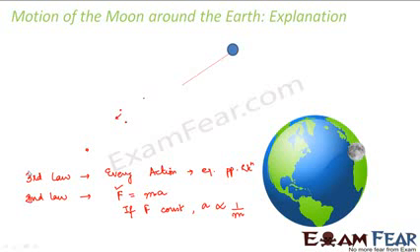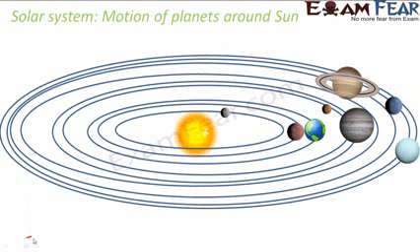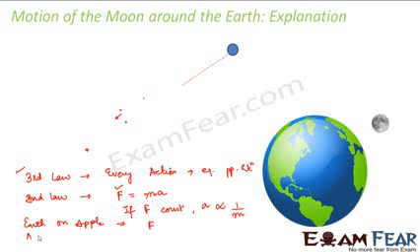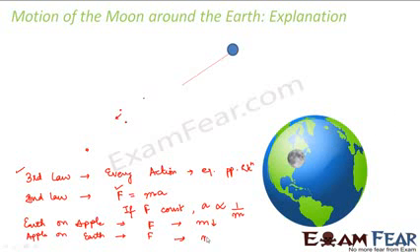So the same thing, as per the third law, what happens? Earth will exert some force on the apple. Let us suppose Earth exerts force F on the apple. So as per the third law, the apple should also exert an equal and opposite force on Earth. That means it should also exert the same force F. But now your force is constant in both the cases, right? But for the apple, the mass is less, but for Earth, the mass is more.